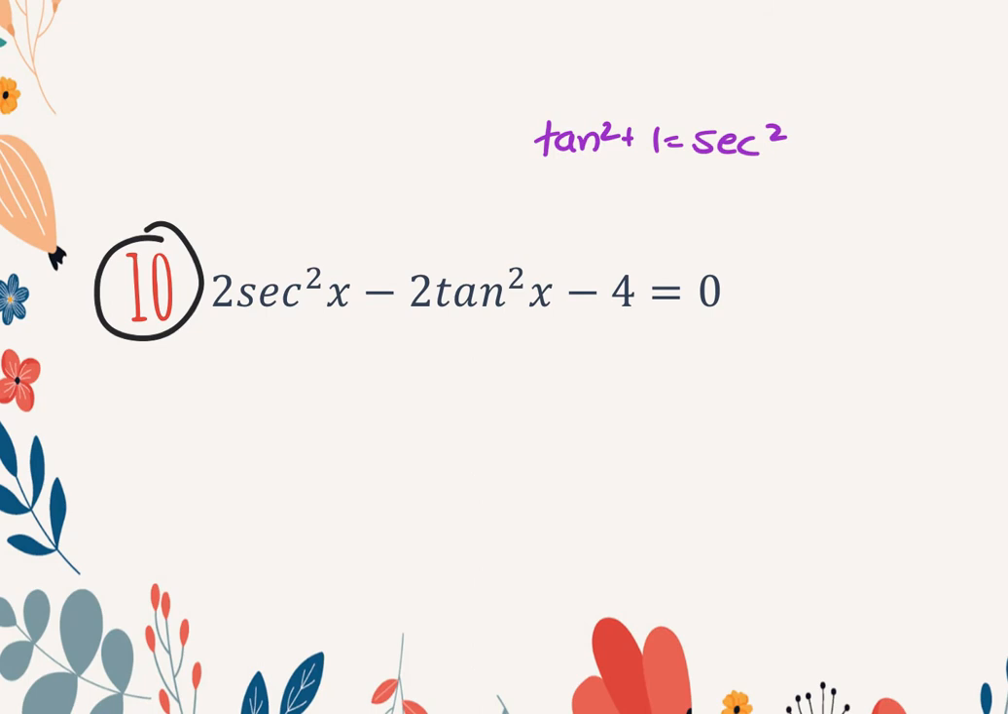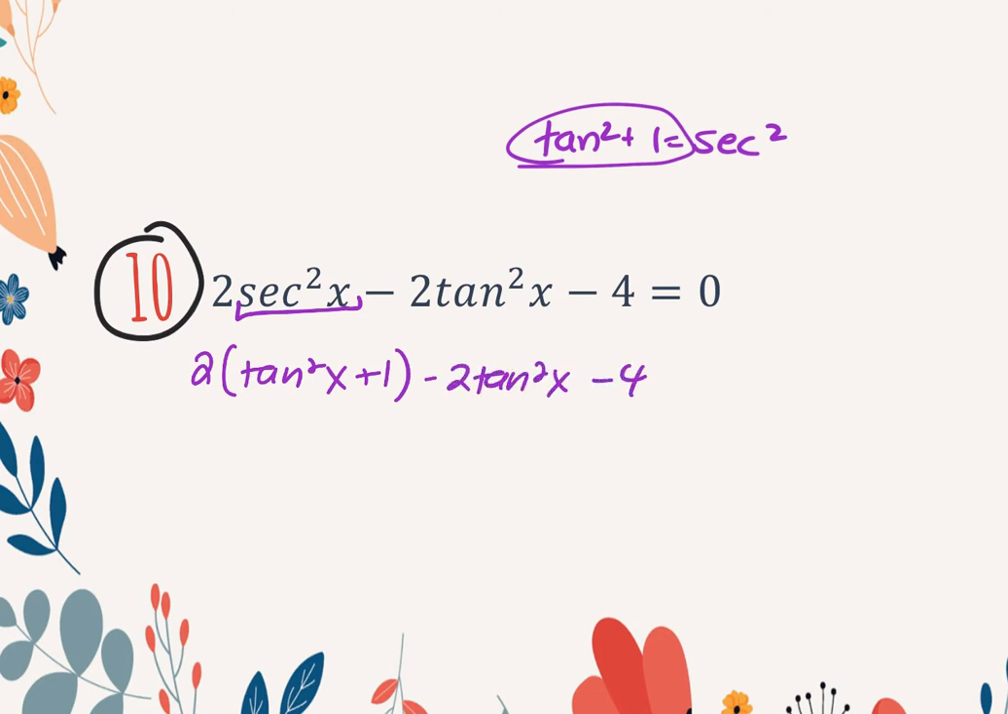If you're solving for secant, then when you get to the end, you're going to have to do the reciprocal to get to cosine, which is fine. You can still do that. If you solve for tangent, you already know your tangent. So maybe I would do that one, but honestly, it doesn't matter, okay? So if I want to replace secant with what it equals, I already know the tangent squared plus 1's on that side. So I can do 2 times tangent squared x plus 1 minus 2 tan squared x minus 4 equals 0.